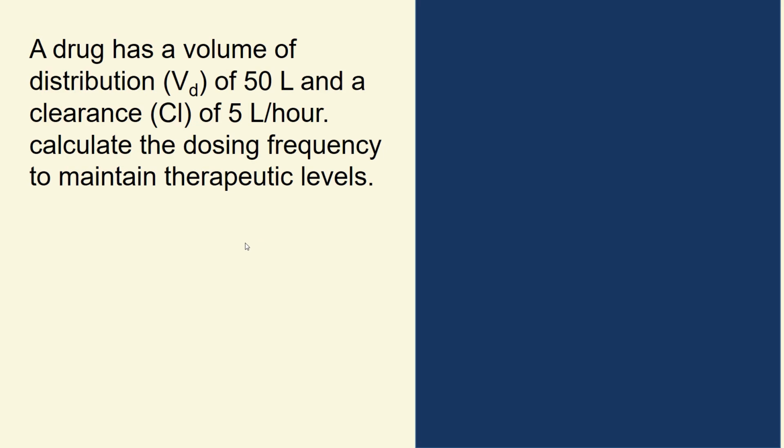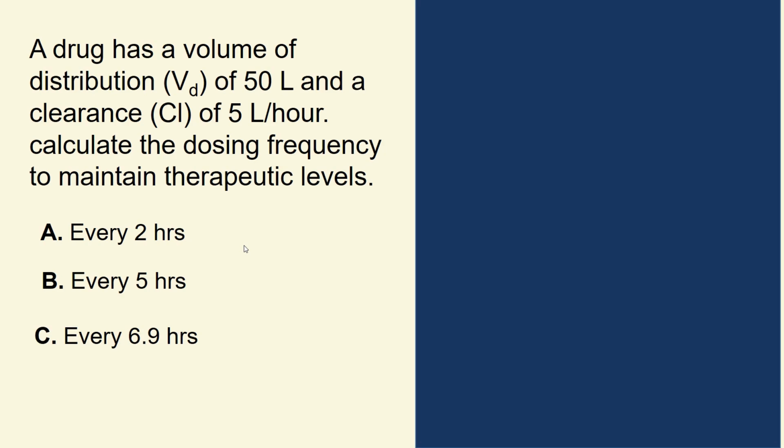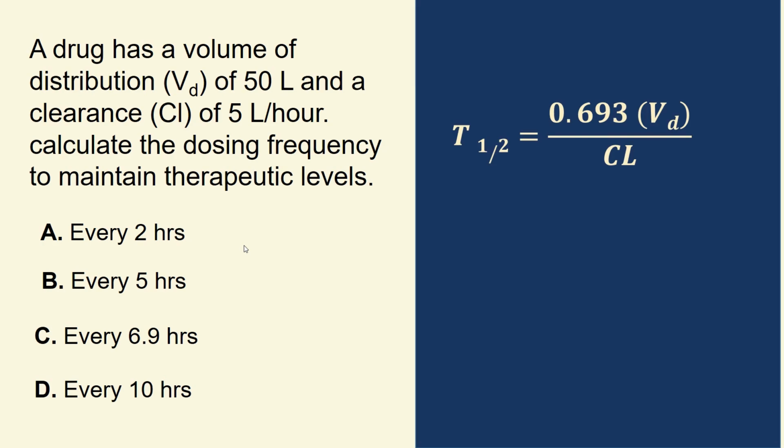Calculate the dosing frequency to maintain therapeutic levels. So here are the options: A, every 2 hours; B, 5 hours; C, 6.9 hours; D, 10 hours. This is the standard formula. This formula also helps you calculate the dosing frequency, meaning after giving one dose, when the second dose is given. So pause the video, calculate it using this formula, and find your answer.